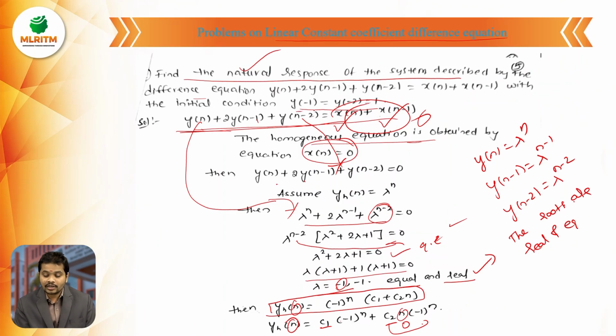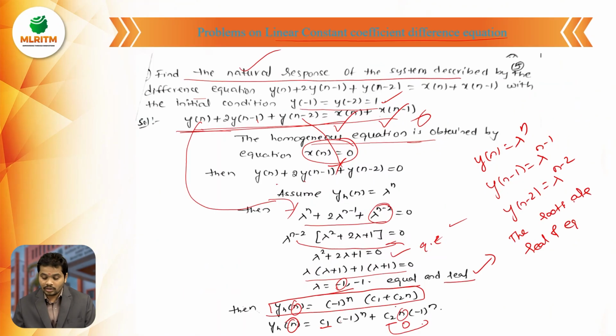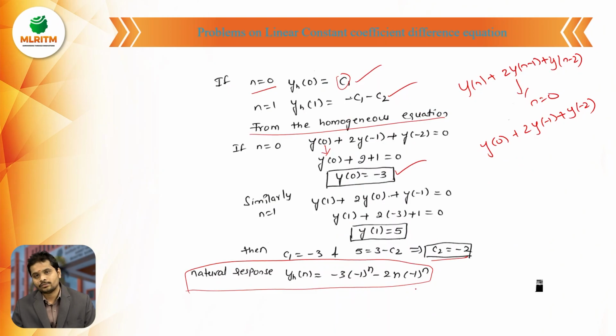The initial conditions are already given: y of minus 1 equals y of minus 2 equals 1. Substituting, y of 0 plus 2 into y of minus 1 plus y of minus 2, where y of 0 is unknown. y of minus 1 is 1, so 2 into 1, plus y of minus 2 is also 1, equals 0. So y of 0 is obtained as minus 3. That is nothing but C1 equals minus 3. Similarly we get C2 equals minus 2. Substituting C1 and C2 in this equation, we obtain the natural response. Like this, we have to find the natural response of a linear constant coefficient difference equation.